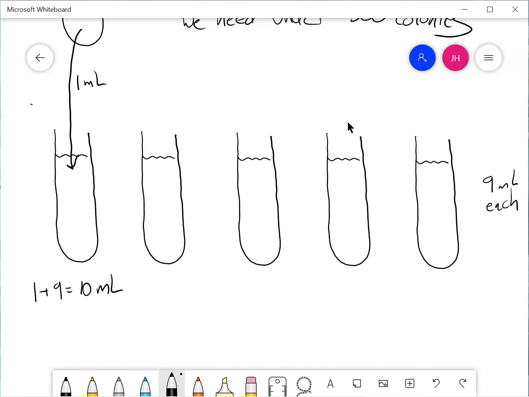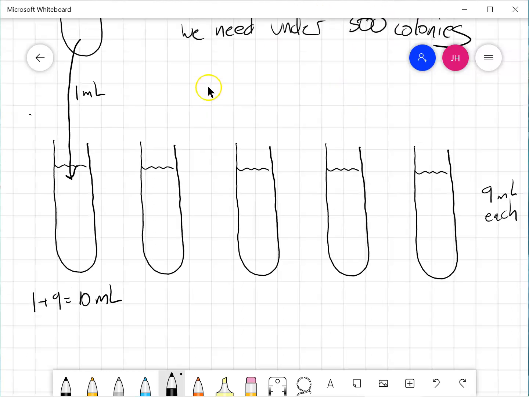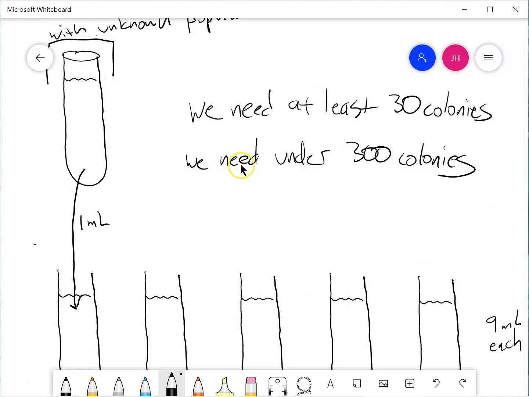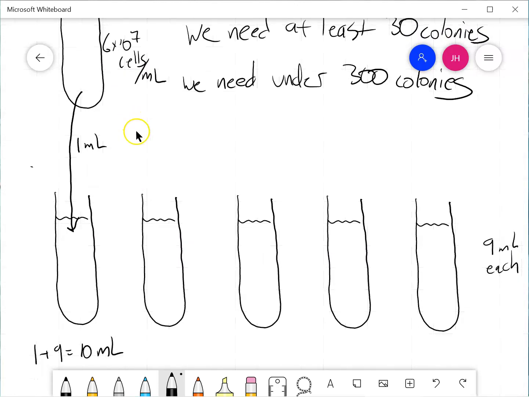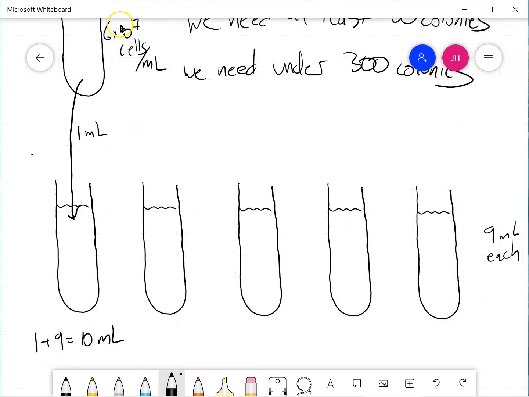So let's start using numbers. For the sake of this exercise, let's say that this sample with unknown population size actually has 6 times 10 to the 7th cells per milliliter. Now, the person doing this serial dilution doesn't know this number. This is what they want, but we know it because we're making it up. So 6 times 10 to the 7th cells per milliliter.